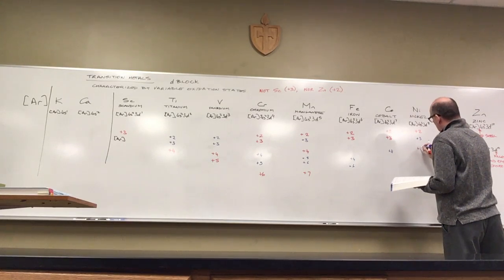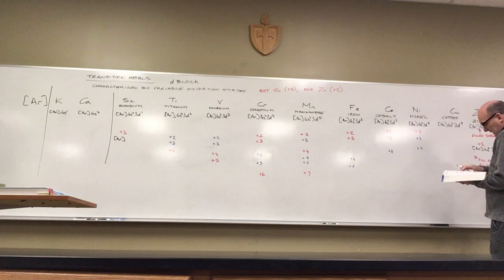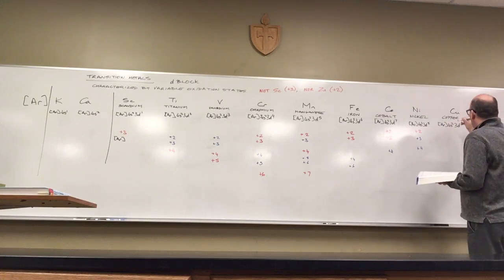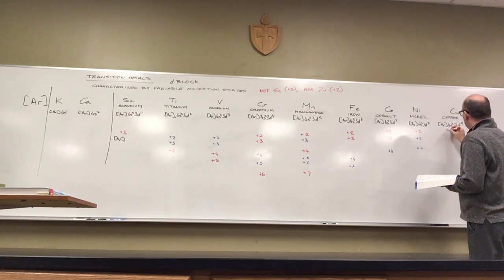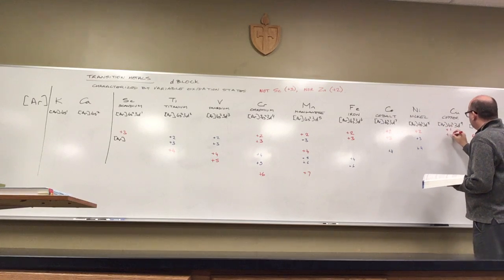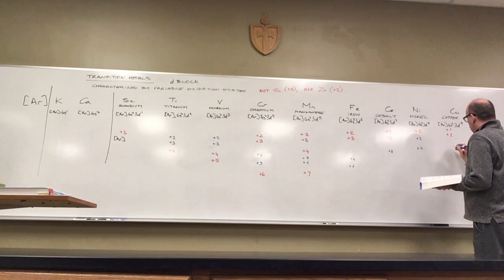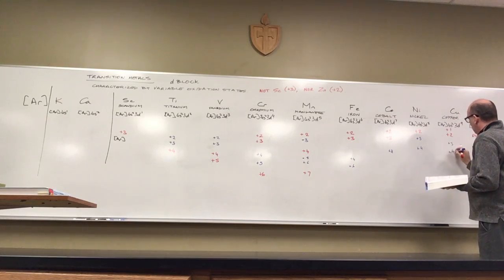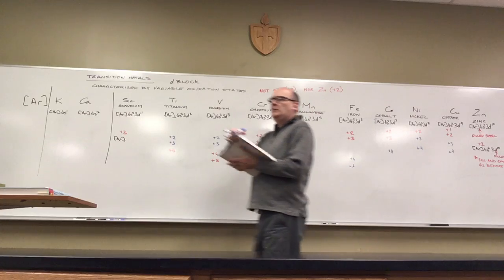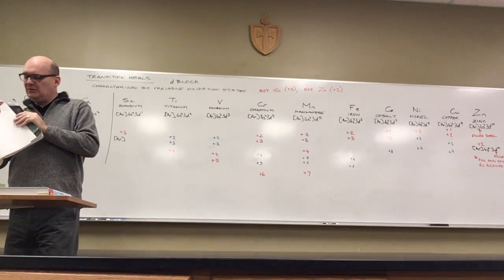There's a +3 and a +4, but it's dominated by +2. Copper is very, very strange. Copper has a +1 and a +2, and then there's a +3 and a +4. Why on earth would copper have a +1? That makes no sense at all.